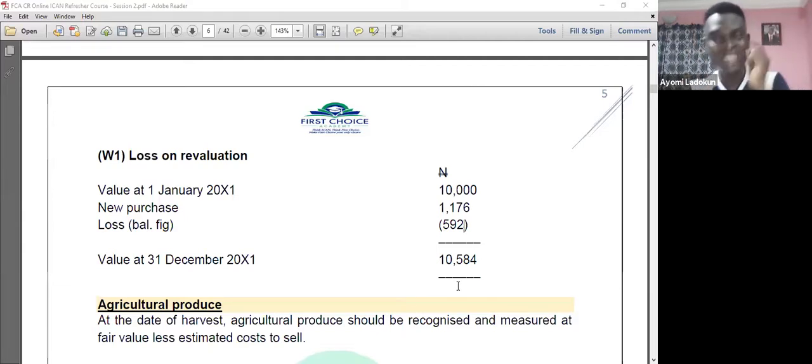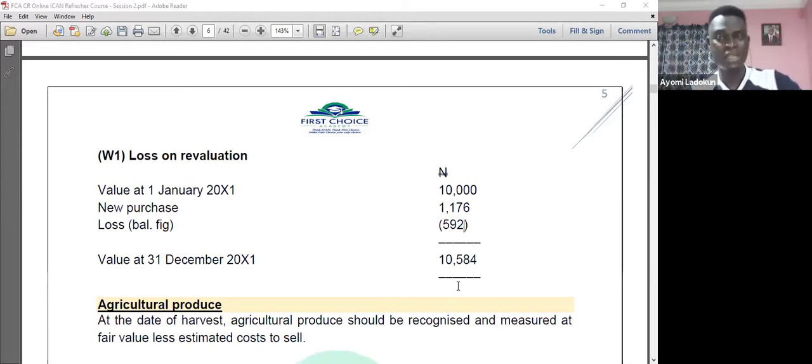Then the last one is the land related to agricultural activity. Now listen, if an entity has a land or building, or part of a land or building, or both, held for capital appreciation or to earn rental income, IAS 40 will apply. For example, you bought a land at the colonial area of Lagos State and you leave it there, hoping that in the next 10 years, the value will go up. That's what we call capital appreciation. Or you rented it out and you are earning rental income, you apply IAS 40, investment property.